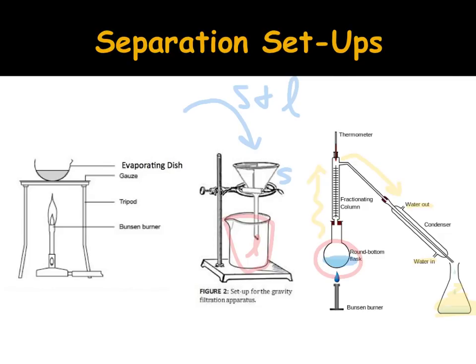On the left-hand side, we have our evaporating dish. This is for evaporation. This would be like if you had salt water. You could do this way with an evaporating dish sitting on wire gauze and a Bunsen burner underneath, or you can do this on a hot plate with a beaker with your stuff in it. It just takes a lot longer.